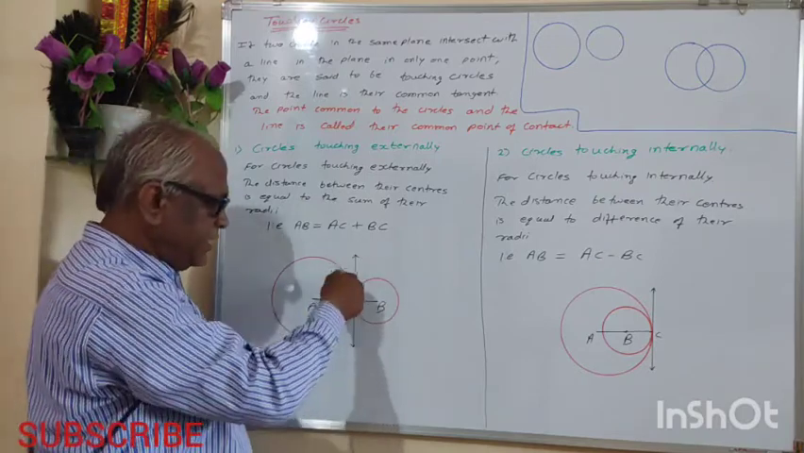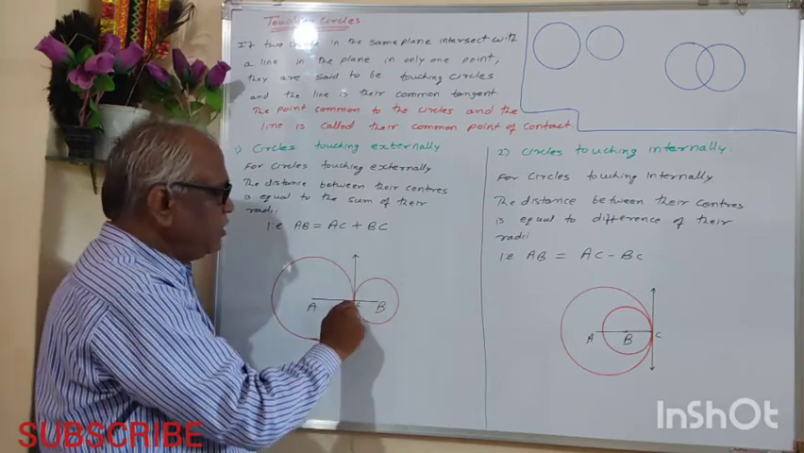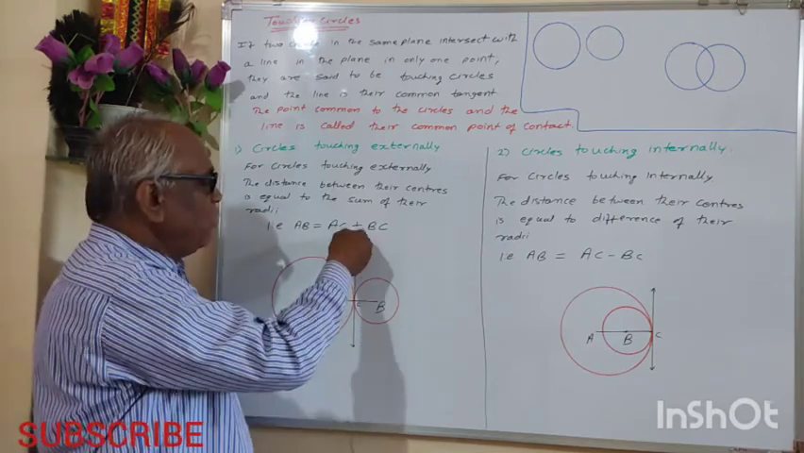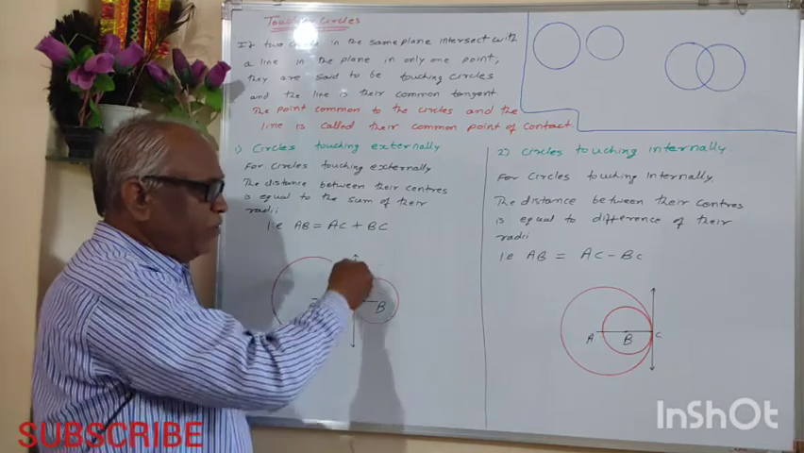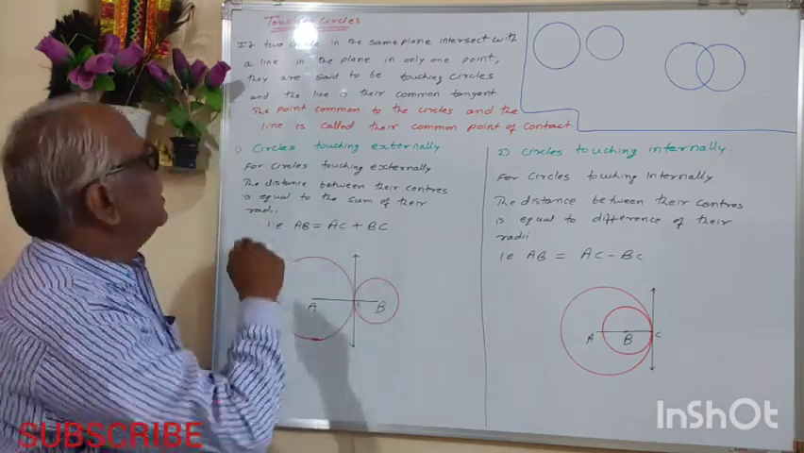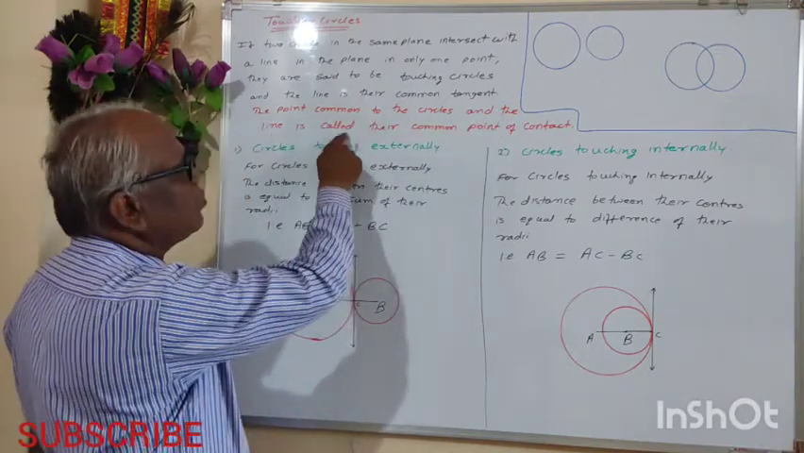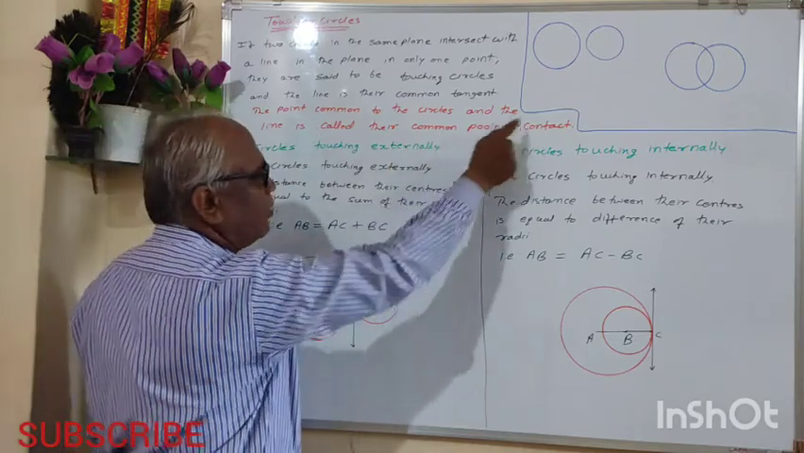Two circles are there with center A and center B. They are touching each other at a point C, and one common tangent we have drawn is passing through that common point C. The point common to the circles and the line is called their common point of contact.